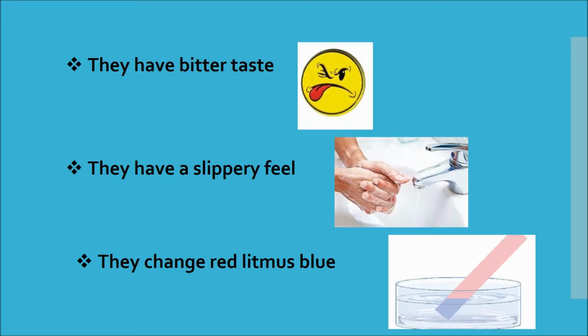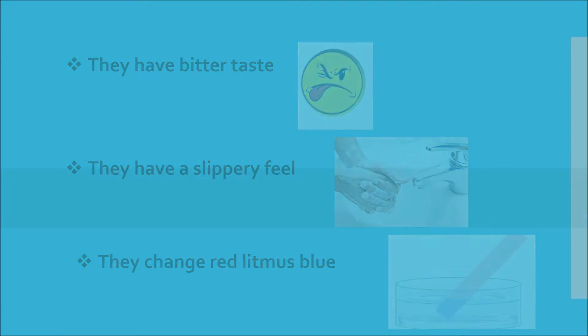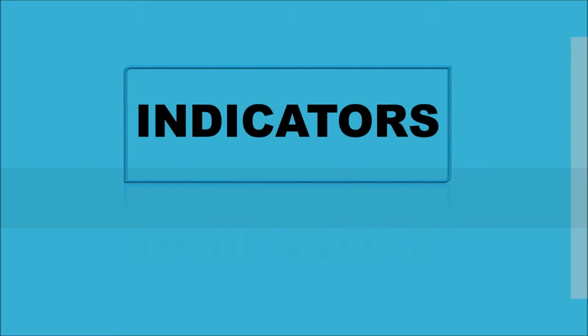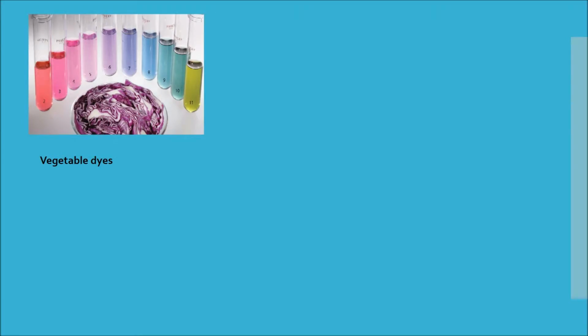Now, in order to monitor the characteristics of acids and bases, we use indicators. And some of the indicators that we use are organic or from organic matter. Red cabbage is a very good natural indicator. And as you can see, you get a variety of color depending on the changes in pH.